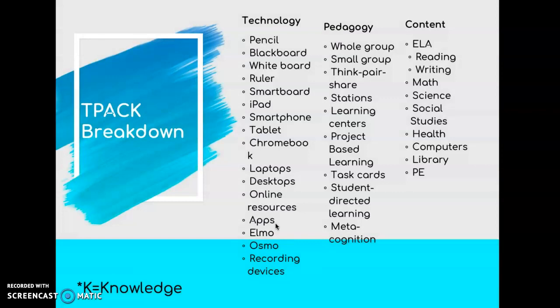So TPACK, to break it down, the T is technology, and it is everything from pencils to Blackboard to your Chromebook to your smartphone to the Elmo, recording devices, online resources, whether you have an overhead projector or an Elmo. All of those things are the technology in your classroom. The pedagogy are things like whole group, small group, think-pair-share, stations, task cards, student-directed learning, project-based learning, the concept of metacognition, having them think about their learning and what works best for them.